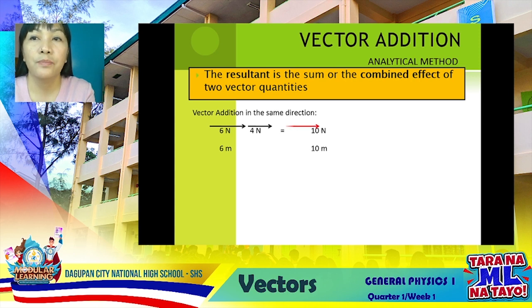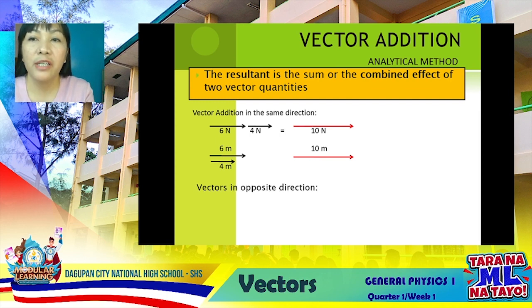For example, the 2 vectors 6 newtons and 4 newtons both have the same direction, so we simply get the sum of these vectors to obtain the resultant. So the resultant is 10 newtons to the right, and also 10 meters also to the right.